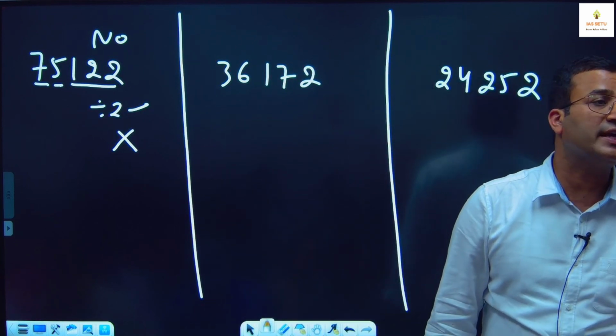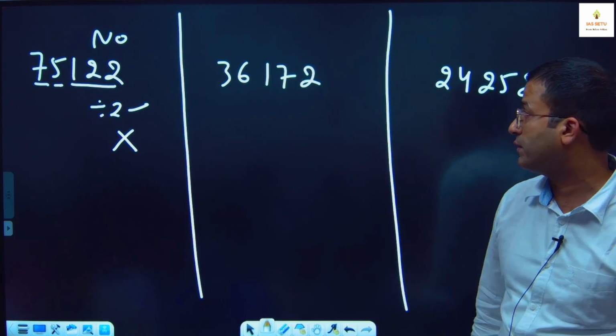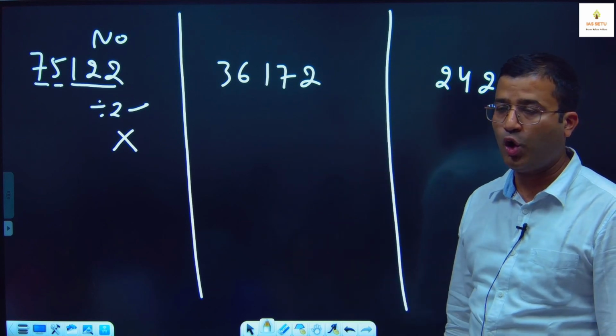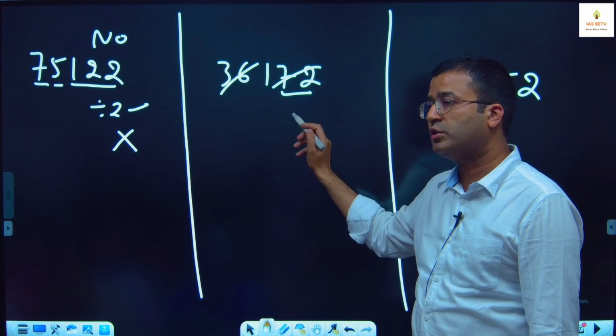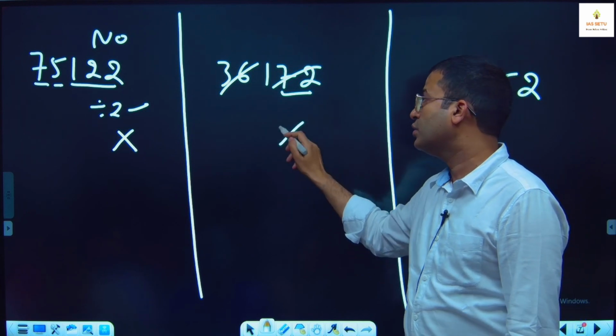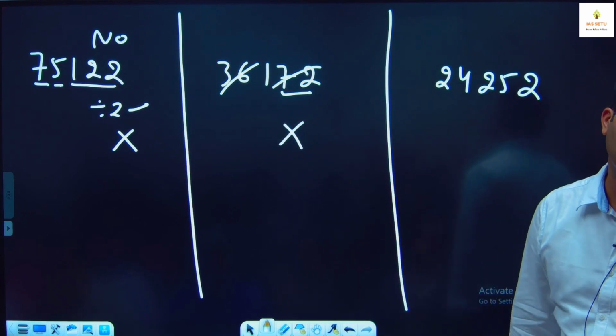Divisibility of 6 means it has to be divisible by 2 as well as 3. Tell me this number. No, it is divisible by 2, but it is not divisible by 3 because 3 के साथ इसमें remainder 1 मिल रहा है. So no, this is not divisible by 6.